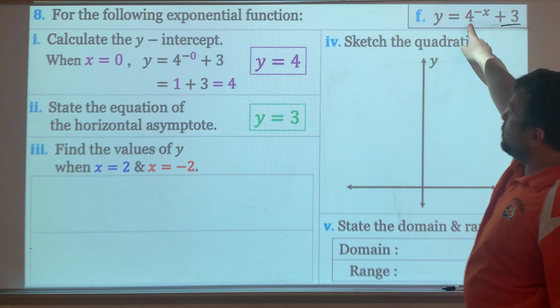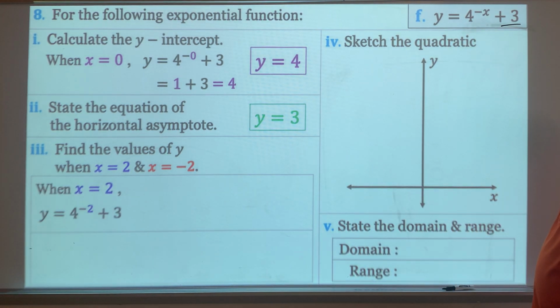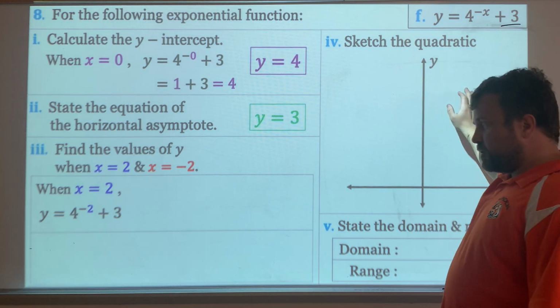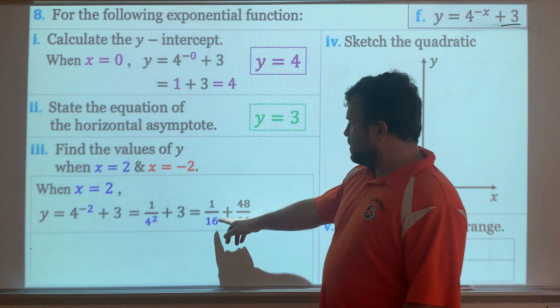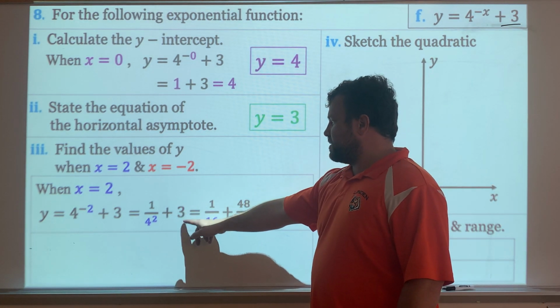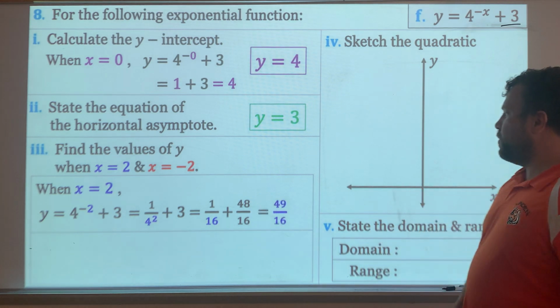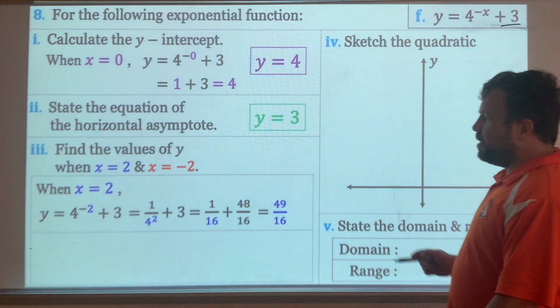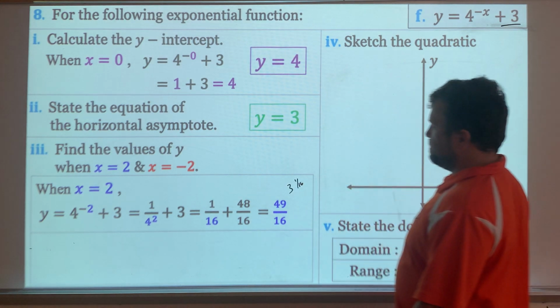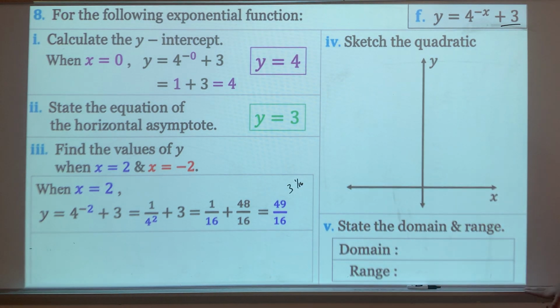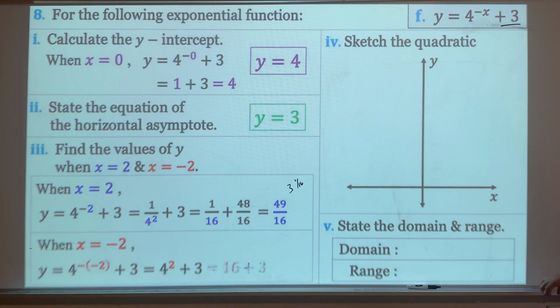All right. 4 to the -2 plus 3 is 1 over 4 squared, or 1/16 plus 3. If you want, you can do 1/16 plus 16 over 16 times 3 is 48 over 16. 49 over 16. Or you can just say 3 and 1/16. When x equals -2, 4 to the -2 is 4 squared plus 3. 4 squared is 16 plus 3 is 19.